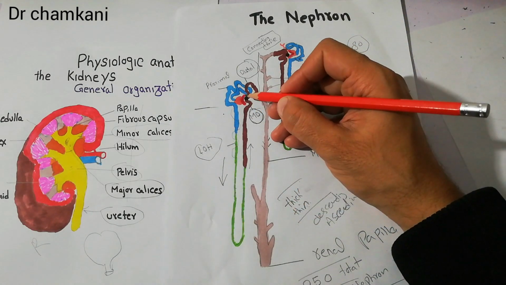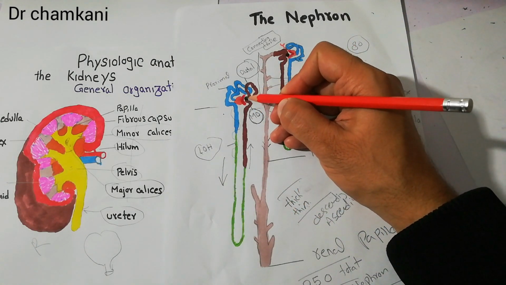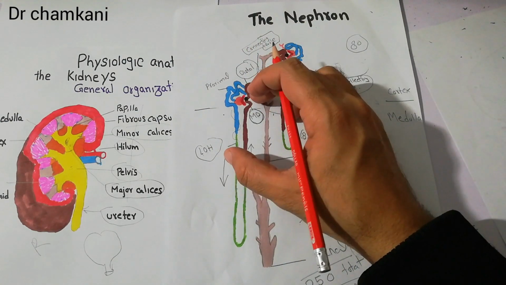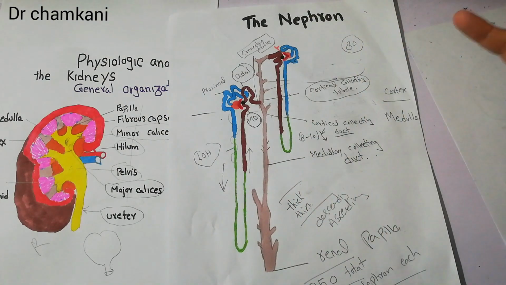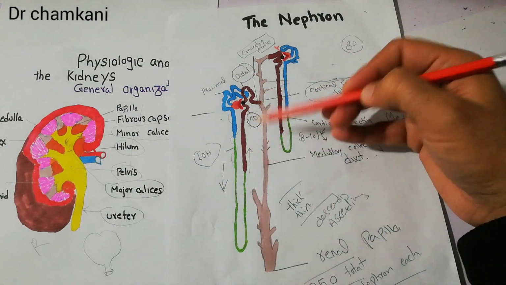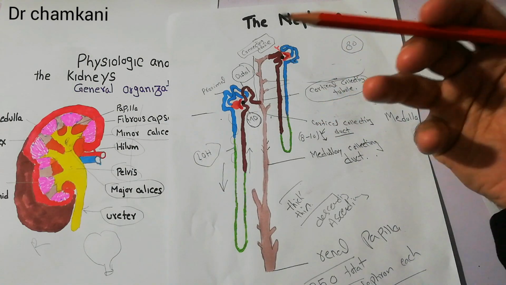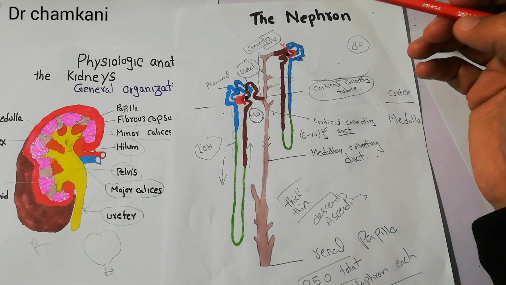Then we have a dark colored area, this black colored area, which is known as the macula densa. Macula densa is important in sensing the concentration of different nutrients in the tubule, and is important in controlling the different nutrients and electrolytes. We will discuss it in detail in the coming lectures.